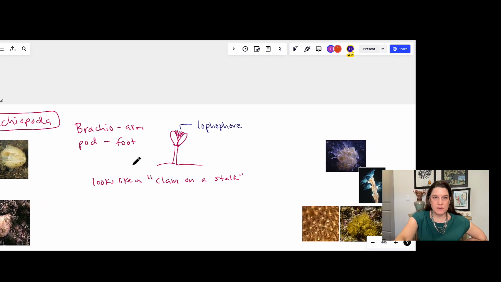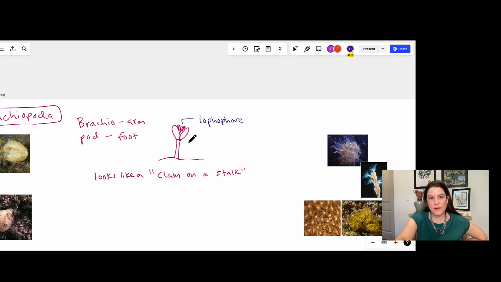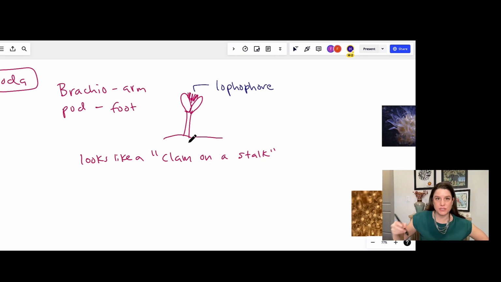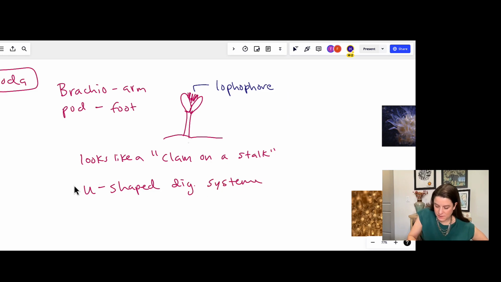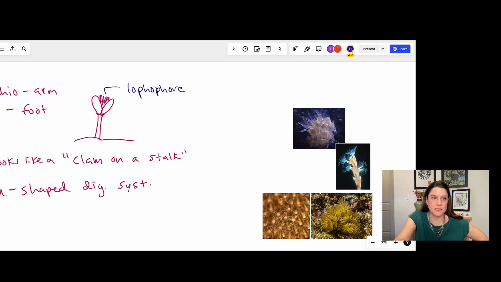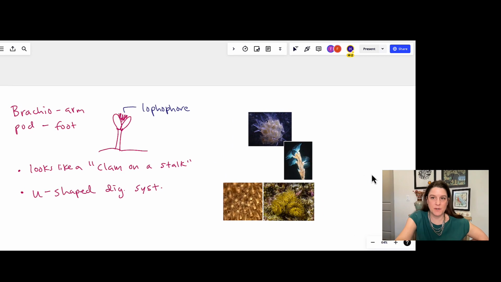While we're here, because we don't need to know too much, I guess they have a U-shaped digestive system, which makes sense with their body, since you'd have to have it not go straight through because they have a shell, so it comes in and out. You just hear people talk about that as a defining characteristic, or at least similar to both these groups. Well, that's kind of what I got for you for Brachiopoda.